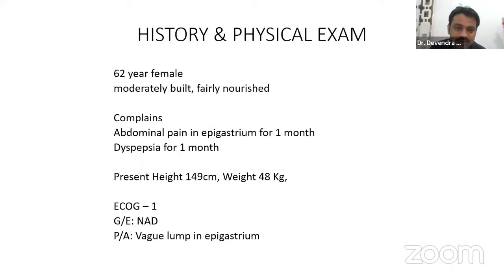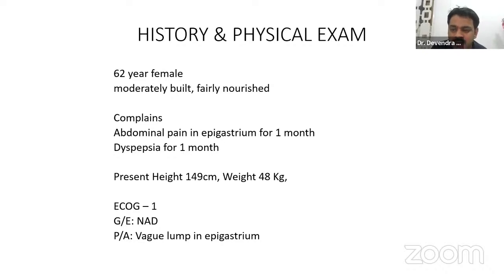So let us move to case 3. 62-year female, complaint of abdominal pain in epigastrium for 1 month and dyspepsia for 1 month. No weight loss. Good performance status. On examination, there is a vague lump in epigastrium. So this is the clinical finding we have.